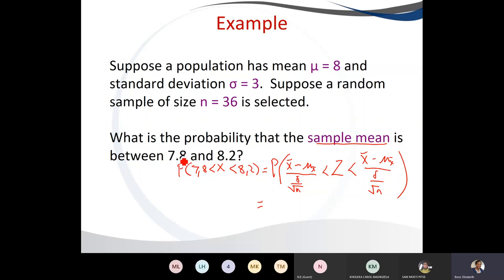So for this one, my sampled mean of the first one will be 7.8 minus my population mean of 8, divided by the standard deviation of 3 divided by the square root of 36. And I do the same on the other side. Our sample mean, 8.2, minus the population mean of 8, divided by the standard error, which is 3 over the square root of 36.